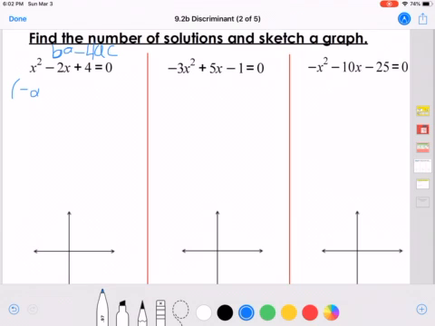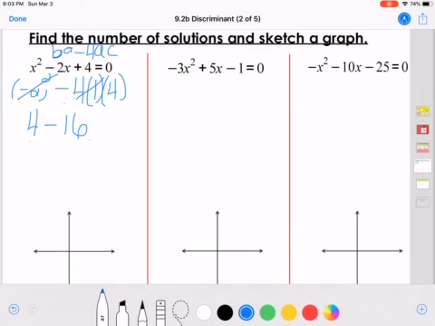We'll have negative 2 squared minus 4 times our a value of 1 times our c value of positive 4. Well, negative 2 squared is just positive 4. Negative 4 times 1 is negative 4. Negative 4 times 4 is negative 16.